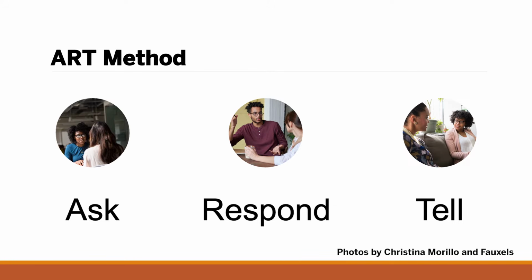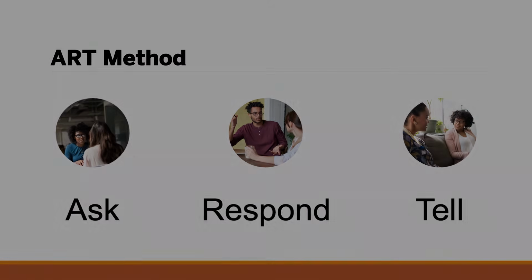Next, respond. Use reflective listening and empathy to directly respond to the learner's goals and self-assessment to convey you heard them. Last, tell your perspective to reinforce what they should continue to do and what could be done differently. The ART method involves the student or staff in self-assessment, an important skill for ongoing development. And by using reflective listening, you let student and staff know that you're a partner in their development.